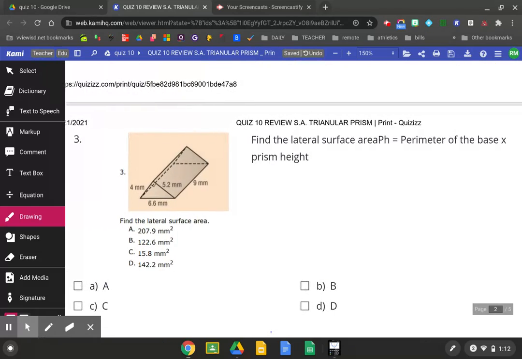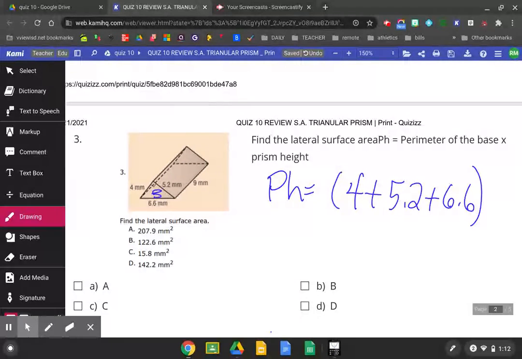Here we're going to find lateral surface area. That's big PH. Once again, we're going to use the sides of the triangle, which is 4 plus 5.2 plus 6.6. And the H, the prism height, is the 9. So we're going to multiply that by 9.